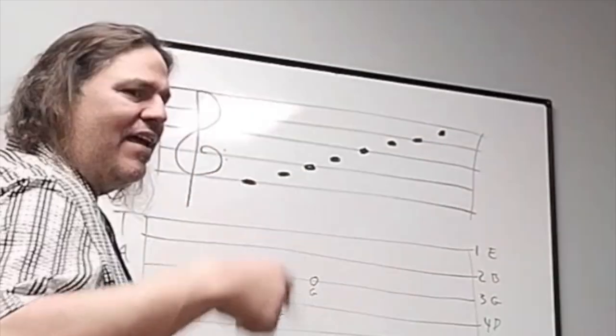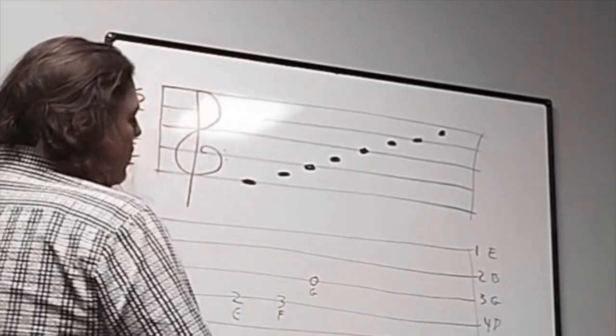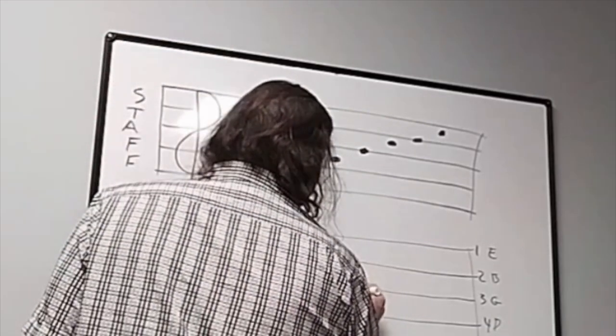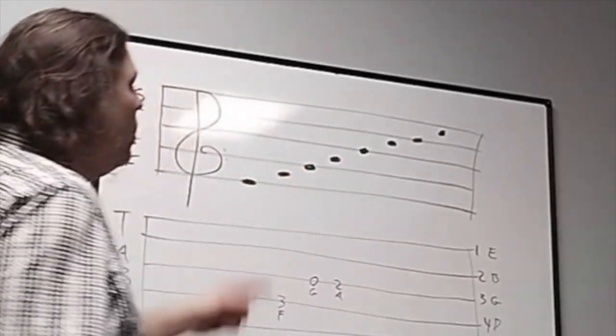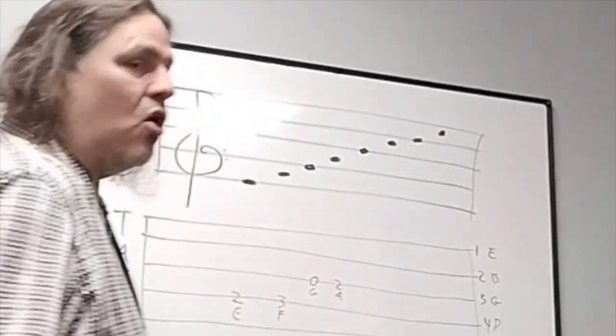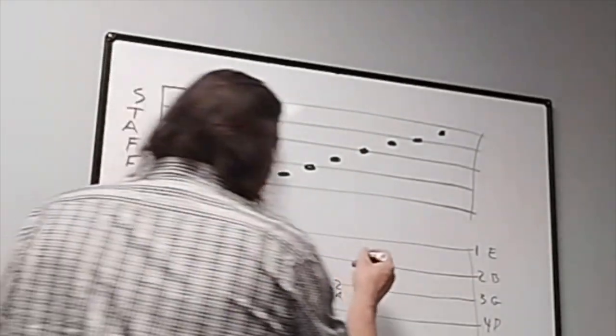What's after G? A. A will be on the 3rd string, 2nd fret. Because you went G, G sharp, A. So now you're at A. Right? So now B is where? 2nd string, open. So now that's your B, open B.